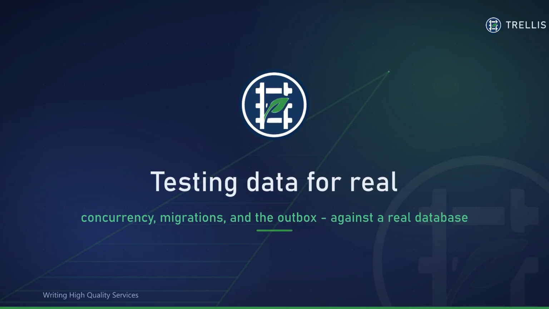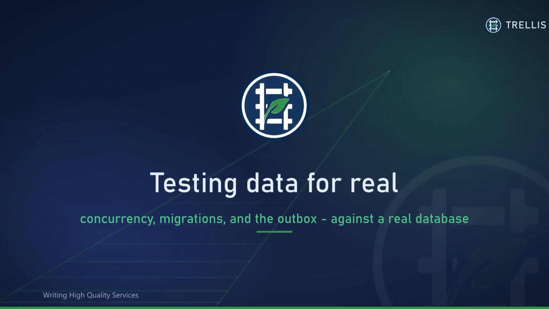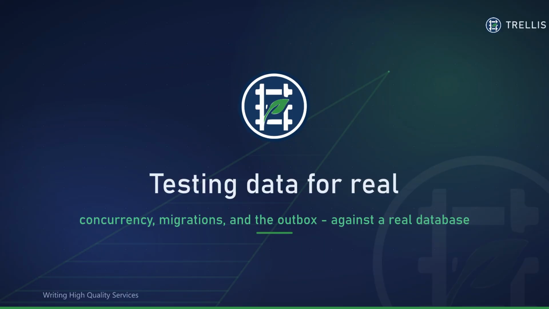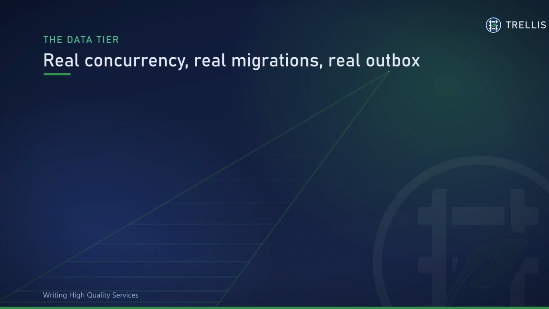So this is the tier where we test data for real, against an actual database engine, and accept that it's slower in exchange for catching the bugs that only live there. Let's flip the switch. What does a real database catch that in-memory can't?